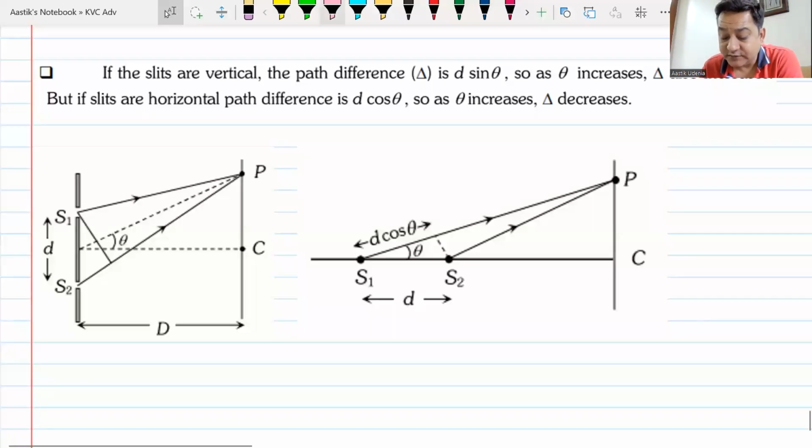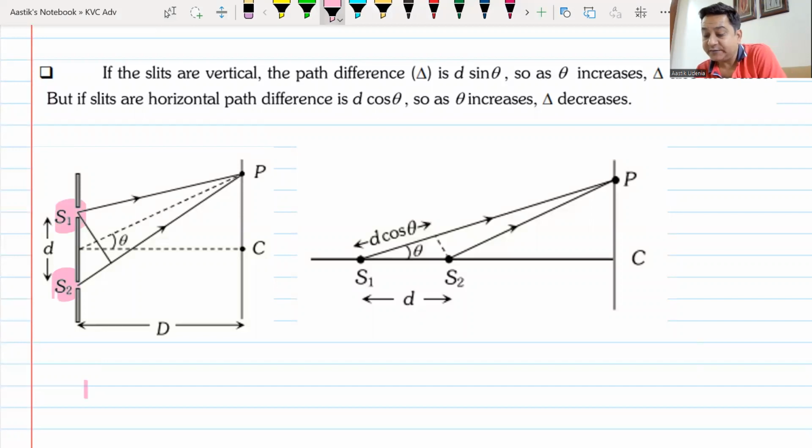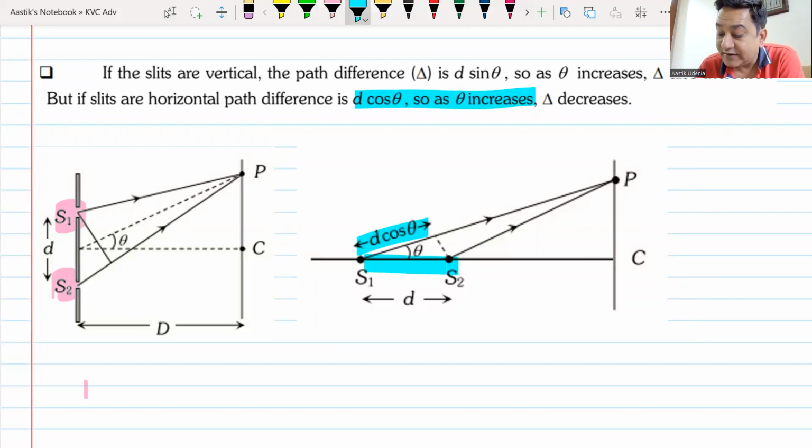Sometimes in some questions, instead of the slits being vertical like this, where the path difference is d sin theta, they might give you a question where the slits are horizontal, like this. In that case, the path difference becomes d cos theta. When theta increases, your path difference will increase. So I'll give you a minute to draw this and note this down.